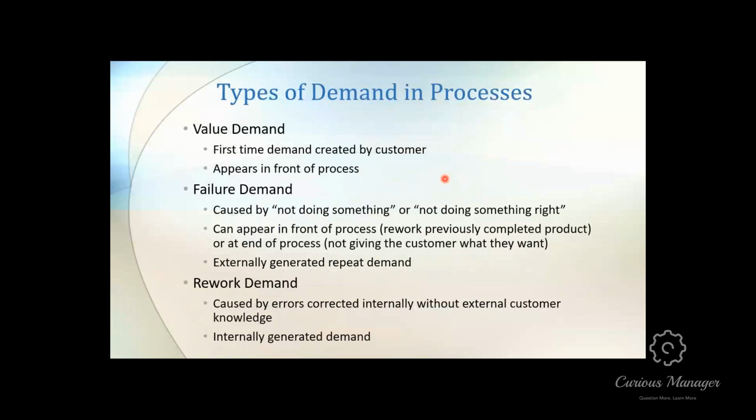And when it appears at the end of the process, that was when we got the blue car and we wanted red. So failure demand can appear both at the front and the back. So failure demand, the queue coming out of an output can include failure demand. And if you put the stuff back into the process, the queue going into the process can also include failure demand as well, if we decide to put it back in there to rework it.